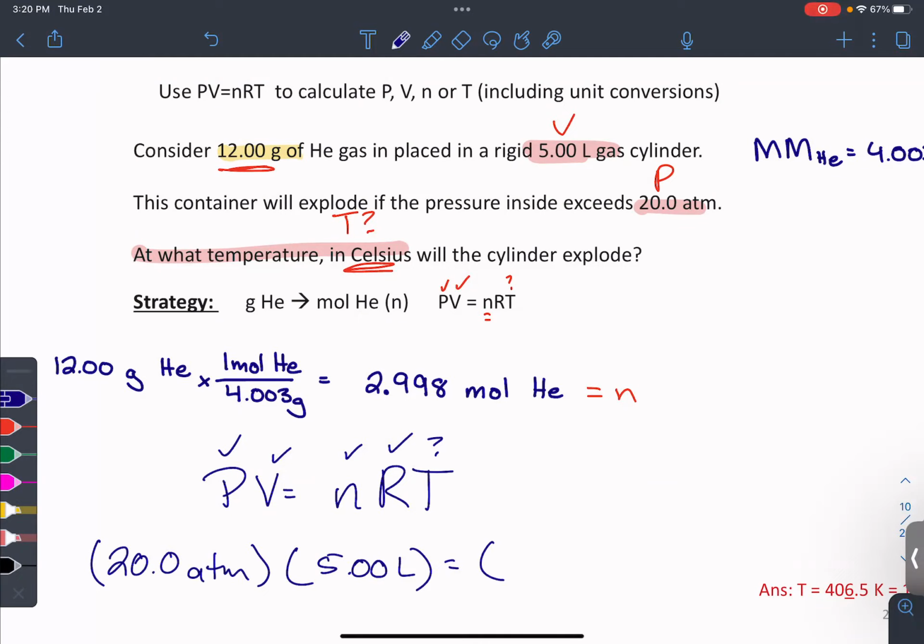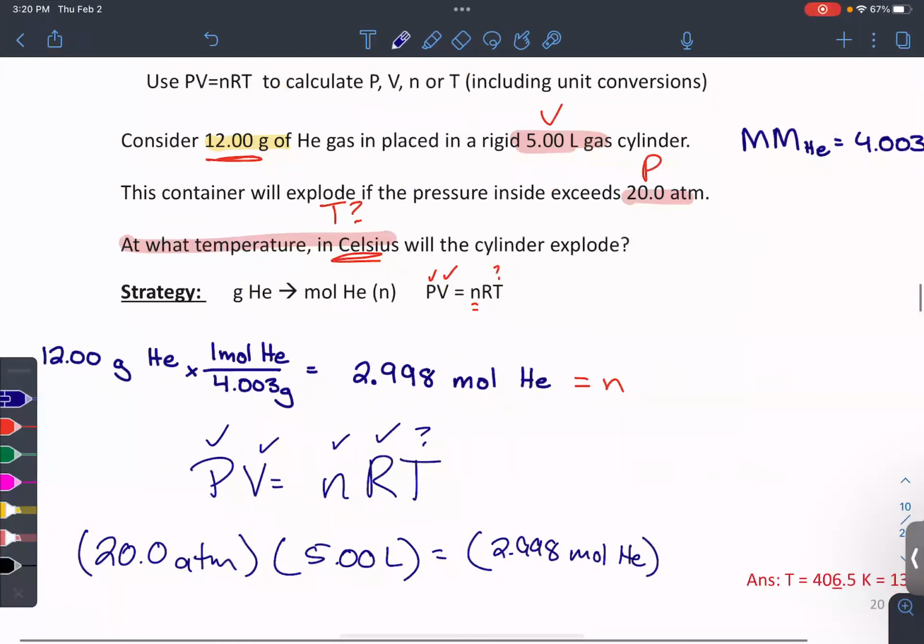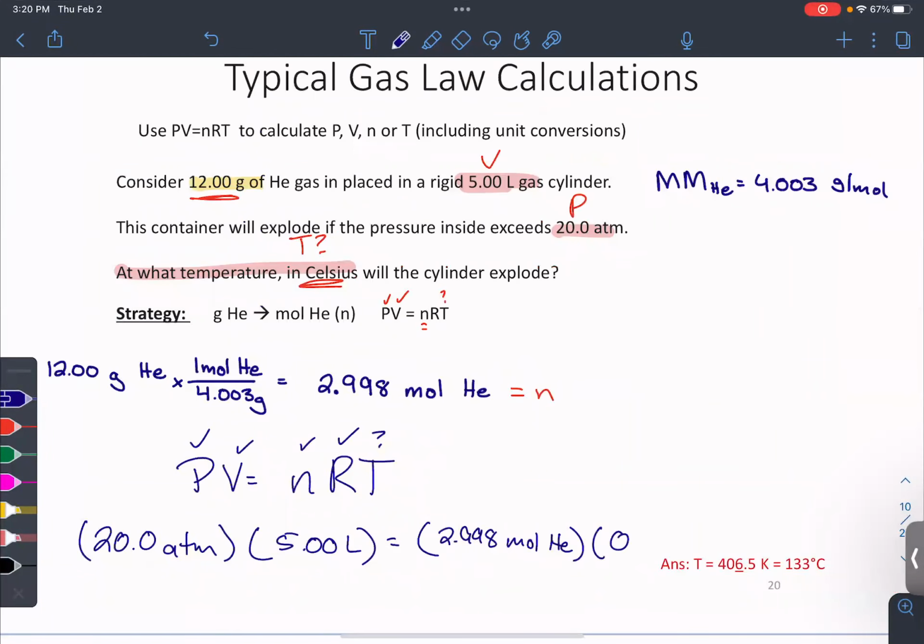So yes, 2.998 moles of helium. R is 0.08206 liter atm per mole Kelvin. And then our temperature, that is what we are solving for here. So when we solve for temperature, what unit is it going to have? Kelvin, yes. And then we'll have to take it one more step to our Celsius temperature, right?